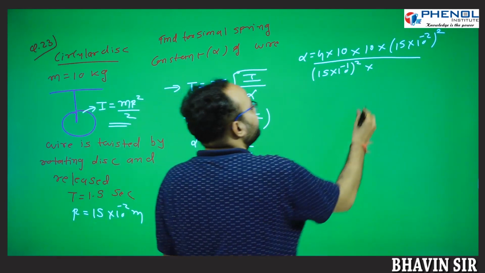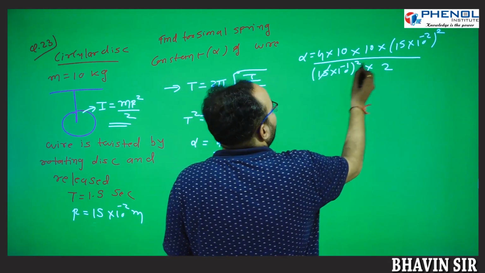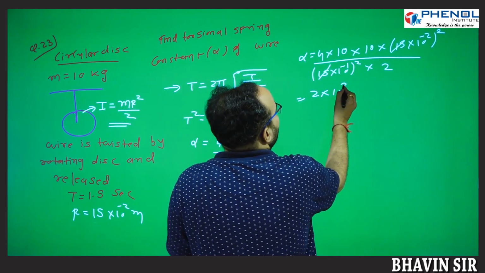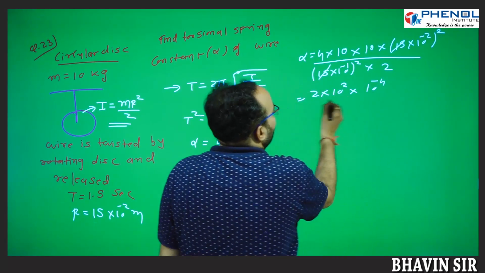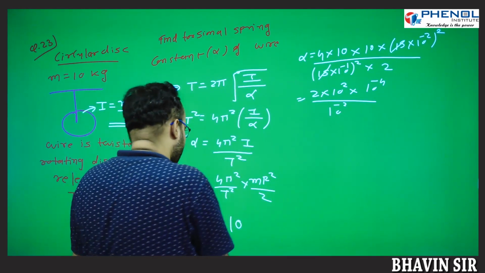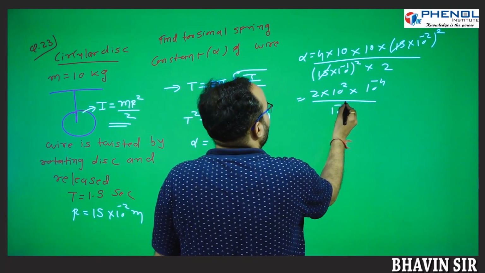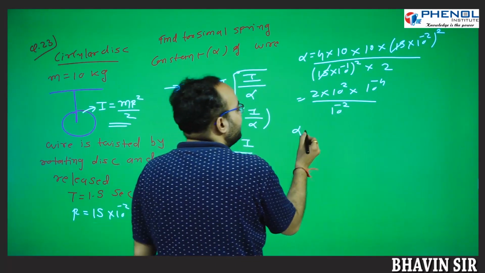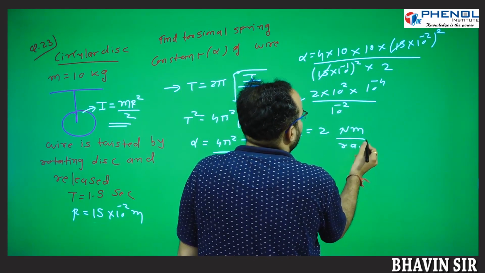Divide by 2. So 15 square cancels. 4 by 2 is 2, 10 raised to 2, minus 2 into 2. So minus 4, minus 1 into 2. So 2 minus 4 minus 2, that cancels. So what is alpha? 2 Newton meter.